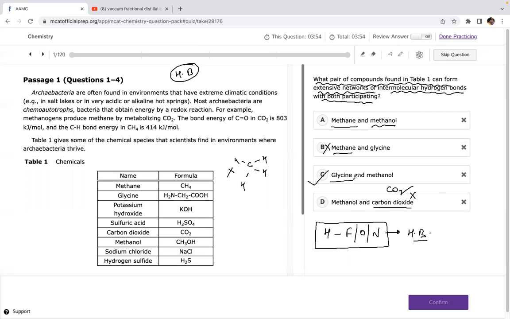Look at the glycine. Glycine structure is this one. And we know that here nitrogen has hydrogens, carbon has 2 hydrogens, and the carboxylic group also has oxygen with the hydrogen. So you can see here hydrogen is connected with oxygen and nitrogen is also connected with hydrogen. So it has two hydrogen bonding centers. So glycine can show hydrogen bonding, and methanol also, you can see.